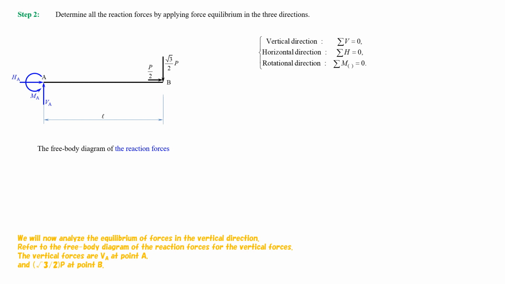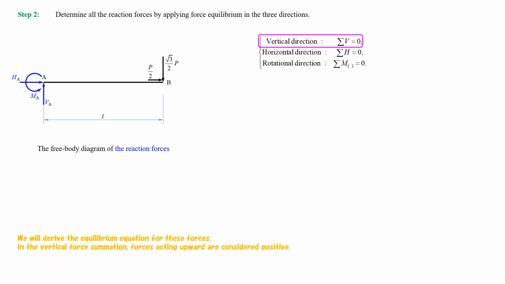We will now analyze the equilibrium of forces in the vertical direction. Refer to the free body diagram of the reaction forces for the vertical forces. The vertical forces are VA at point A and the square root of 3 divided by 2 multiplied by P at point B. We will derive the equilibrium equation for these forces.